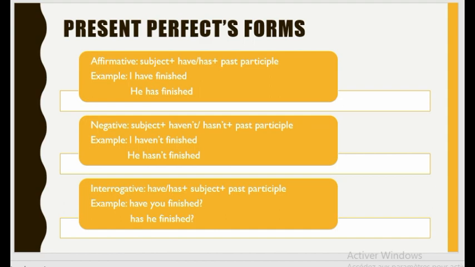And then we have the negative. Negative starts with the subject plus haven't or hasn't plus past participle. For example, I haven't finished or he hasn't finished. And then we have the interrogative form. It starts with the auxiliary have or has plus the subject plus past participle. For example, have you finished? Second example, has he finished?